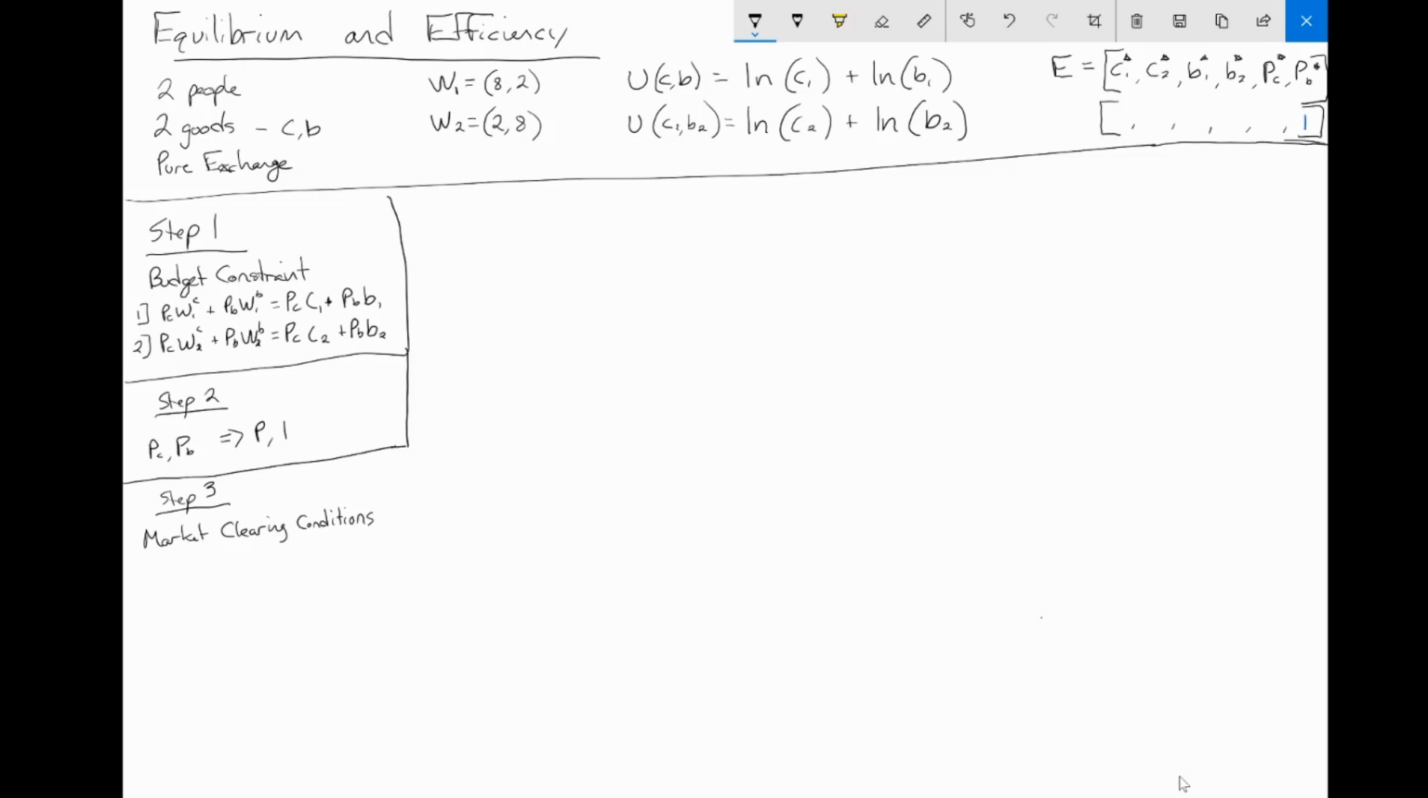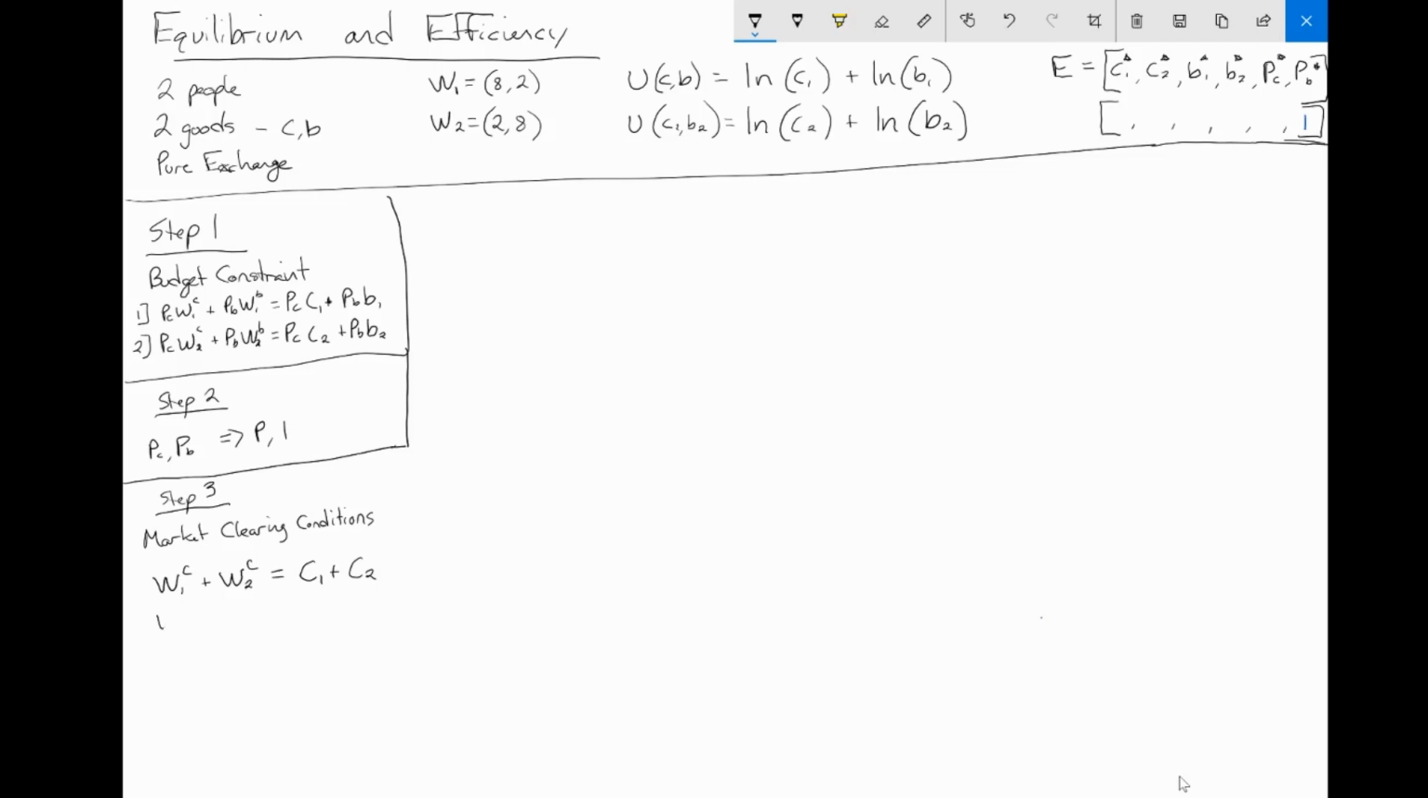Basically what we're saying is this. The amount of cereal that is consumed in the economy will be equal to the total amount of cereal in the economy. So how much is the total amount of cereal in the economy? Well, it is person 1's initial endowment of cereal plus person 2's initial endowment of cereal. And so if we say that the amount of cereal that is consumed is equal to the total amount in the economy, then this needs to be equal to the amount of cereal that person 1 consumes plus the amount of cereal that person 2 consumes. Likewise, we can do the same thing for person 2.